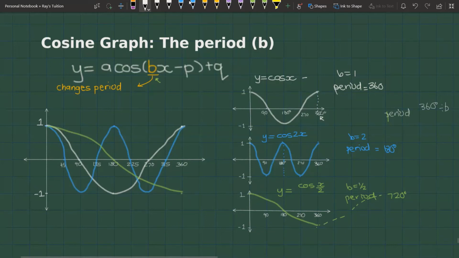Also, to get the new x-intercepts, you can divide by b. So the x-intercepts of 90 and 270, if we divide by 2, we get 45 and 135. And if we divide by a half, then 90 becomes 180. So that's how we can also look at the interpretations of the x-intercepts of the new graph: we divide by b.